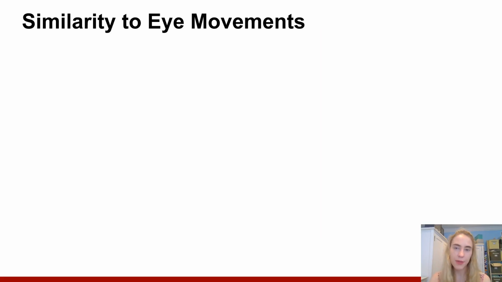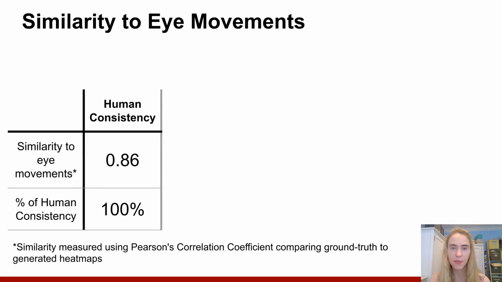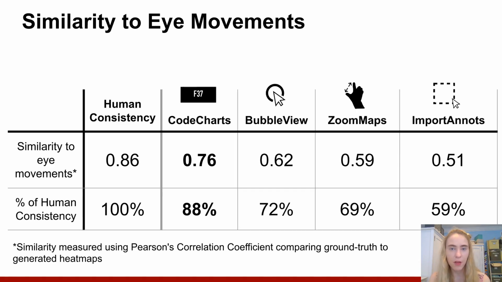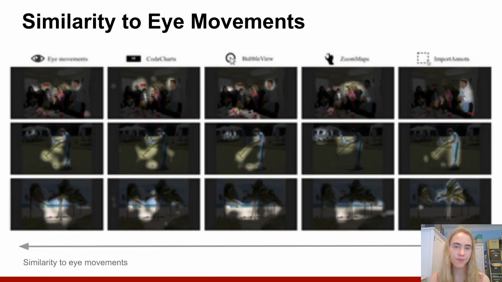We also computed similarity to eye movements by collecting data for all of our interfaces on 35 images from the CAT 2000 eye tracking dataset. We computed the Pearson's correlation coefficient between the heat maps generated by our interfaces and the ground truth attention heat maps. We see that code charts best approximates eye movements, accounting for 88% of human consistency. It's followed by Bubble View and zoom maps, and important knots, unsurprisingly, is least similar to eye movements.